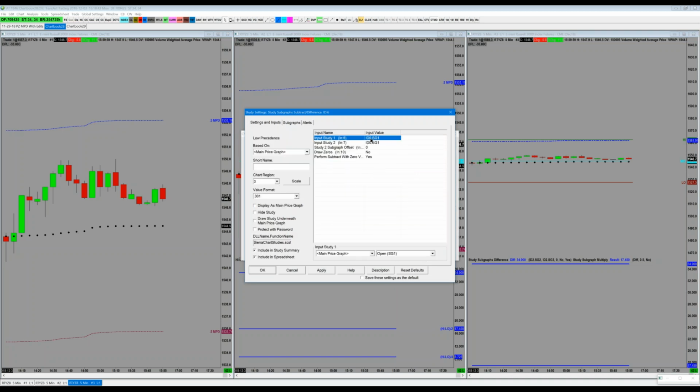And in settings and inputs, what's our first input? Well, it's still the VWAP. And then the second input is going to be that multiplier that we created. And this is going to be in region 1. There's our lower band.